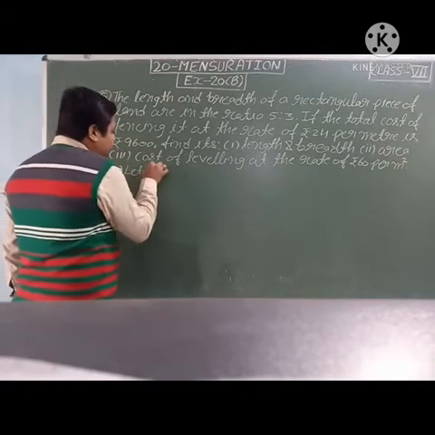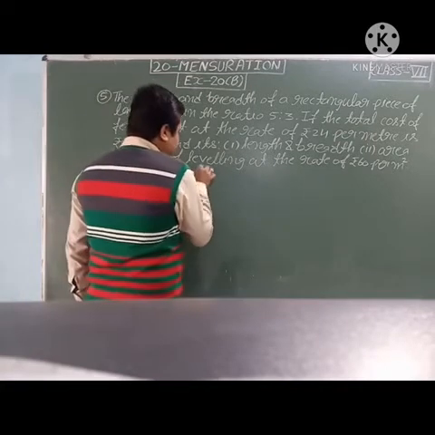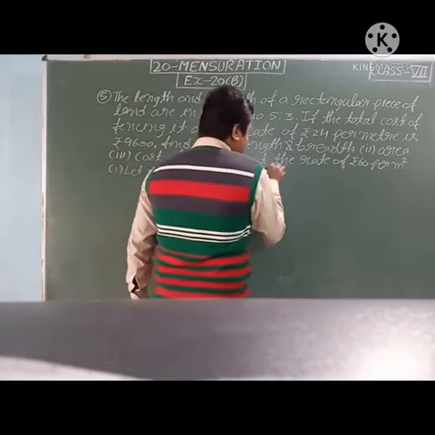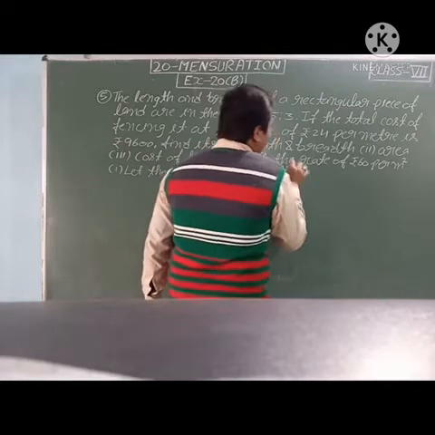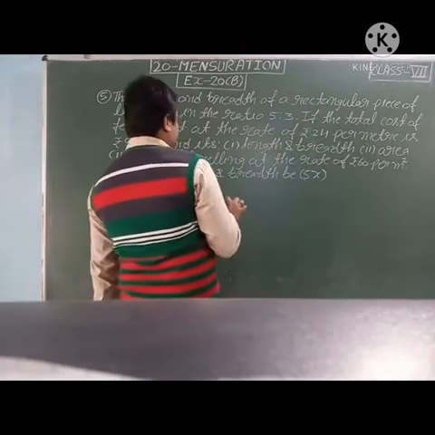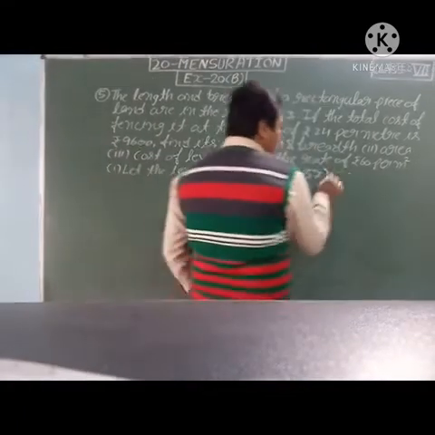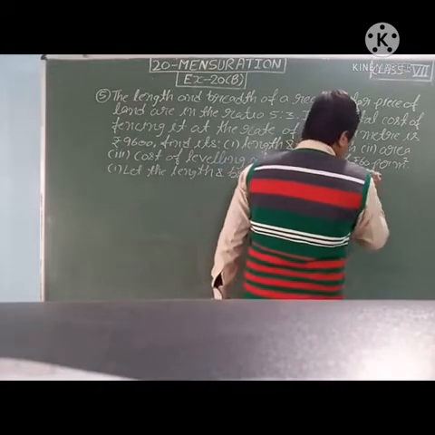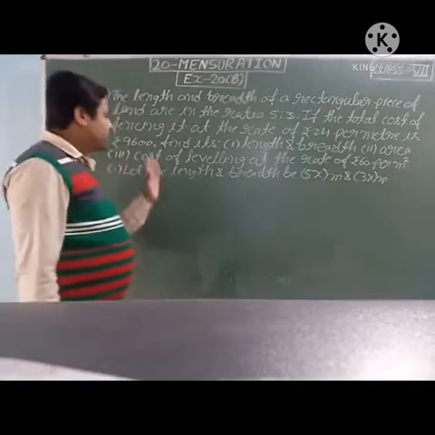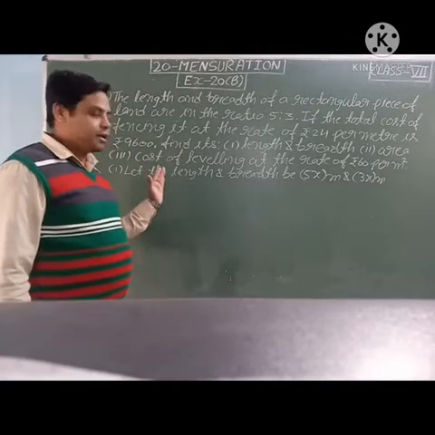Let the length and breadth be 5x meter and 3x meter. The unit will be meter because the cost is per meter. Then fencing is related to perimeter, so we will find the perimeter first.